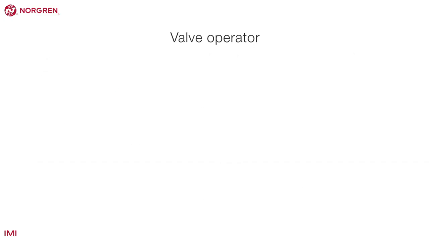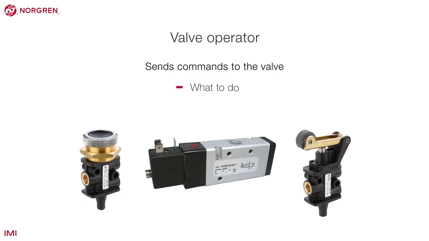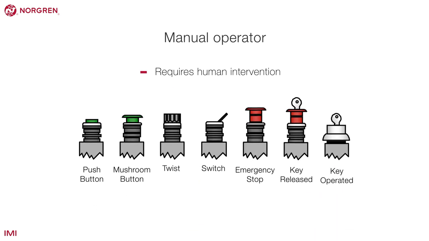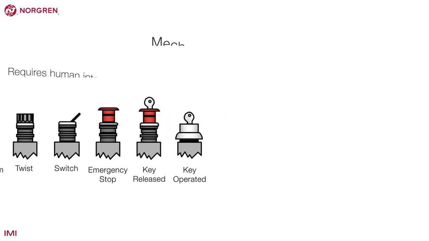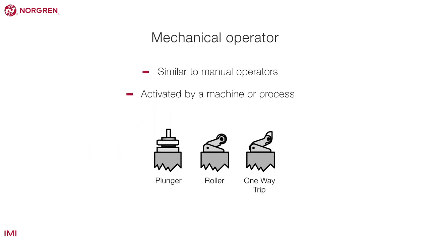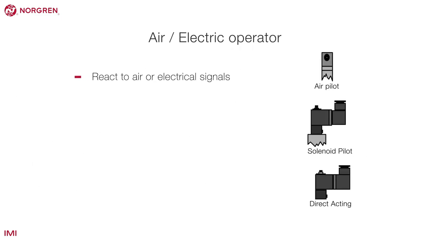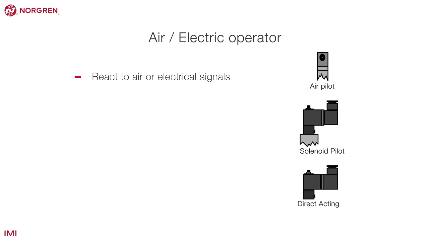A valve operator is the device that sends commands to the valve. It tells a valve what to do and when to do it. They fall into 3 categories. Manual operators that require human intervention. Mechanical operators that are similar to manual operators but are activated by a machine or process. And finally, signaled operators that react to air or electrical signals.